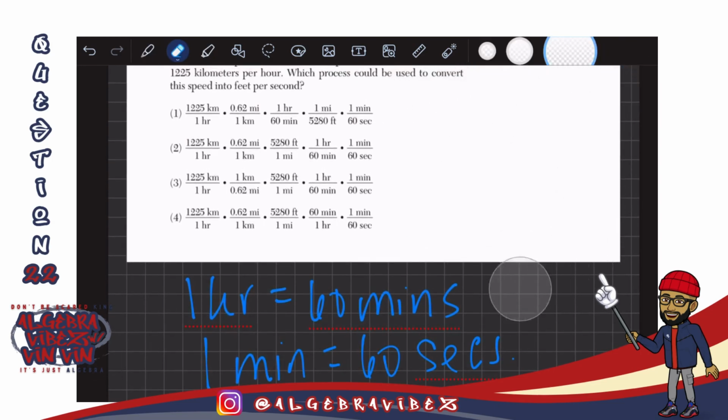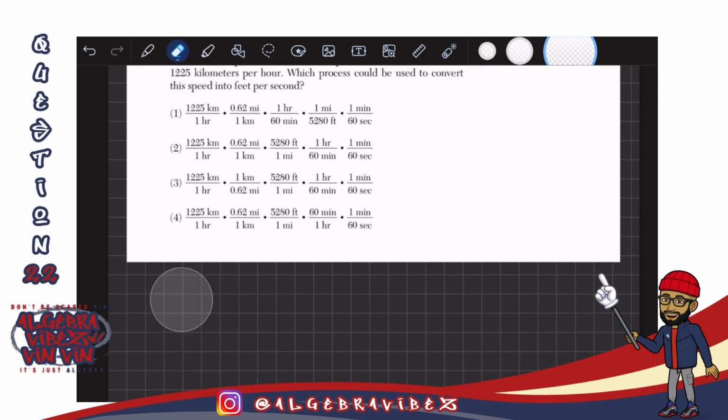Now, we're going to go ahead and just get rid of all this stuff. I'm just going to go ahead and explain to you what the vibe is here. So the correct conversion sequence to go from kilometers per hour to feet per second is to convert the kilometers to miles. Kilometers to miles. All right, that's the first thing.